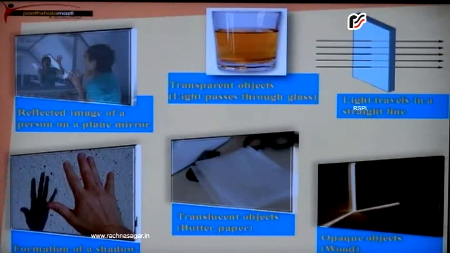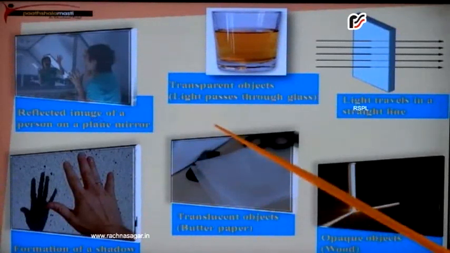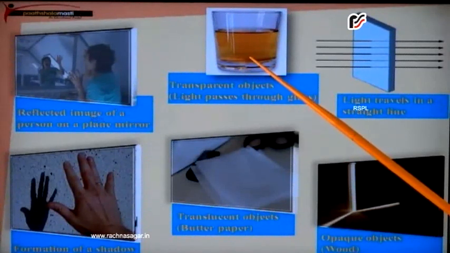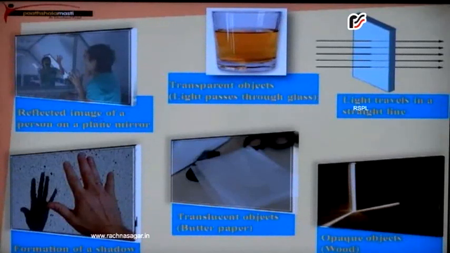Here the formation of shadow shows that light travels in a straight line. Number 4, light can pass through transparent materials. This is a transparent material. So light can pass through transparent materials. This is an example. It cannot pass through opaque materials such as wood, steel, like that. This is a wooden door. So light cannot pass through the wood, but there is a small space here. That means light can pass through the air.